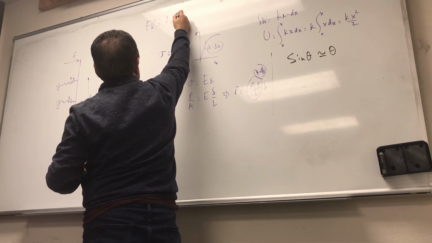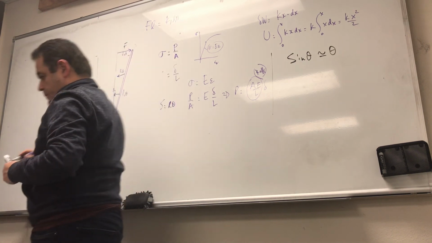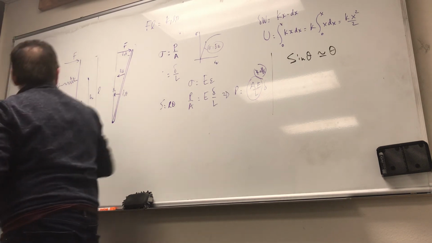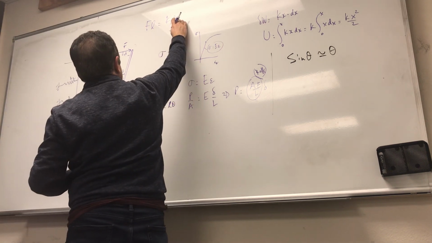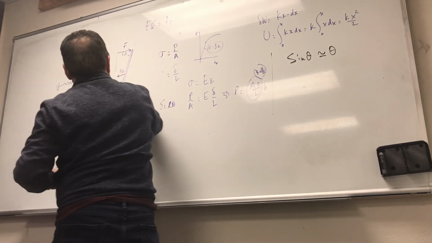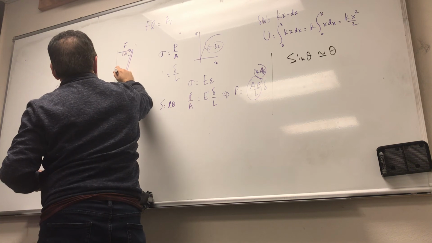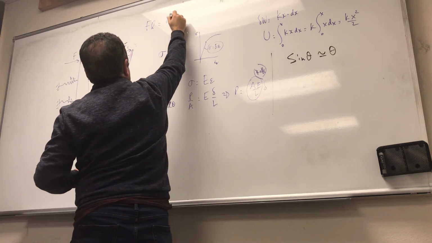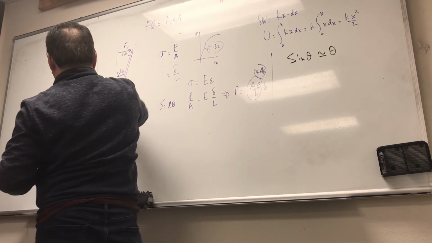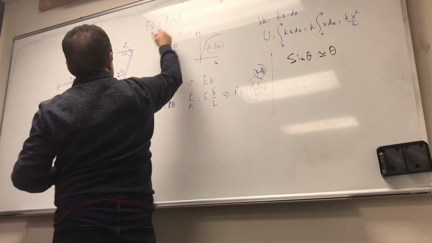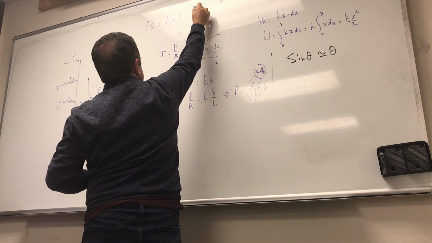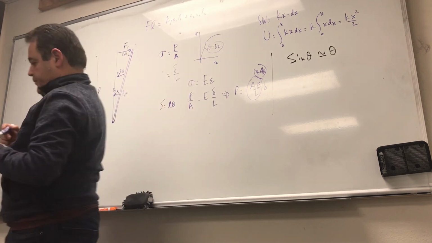Times K1 X1. Well, we call this for now X1, and this is X2, just to kind of figure it out. And this is X. K1 X1 times L1, because this is the moment arm, right? And the other one will be plus K2 X2 times L2.